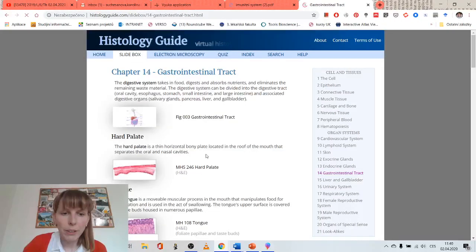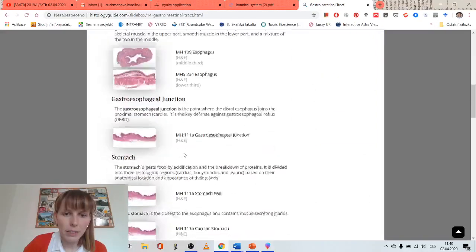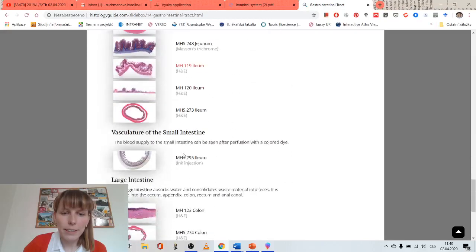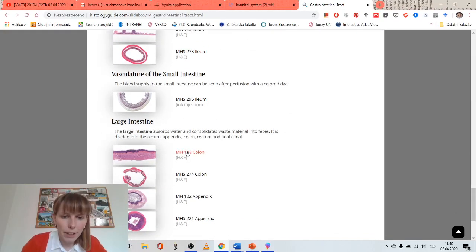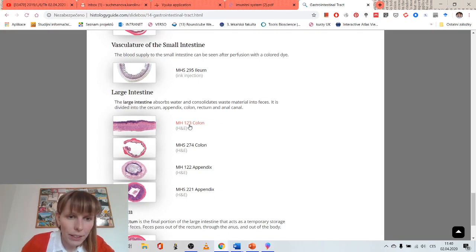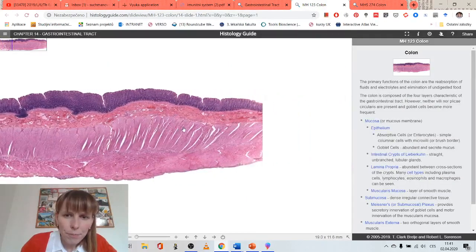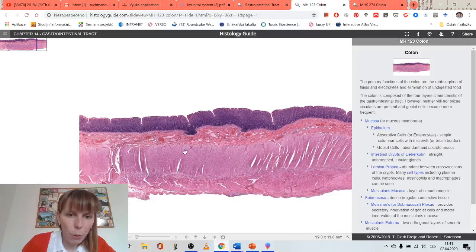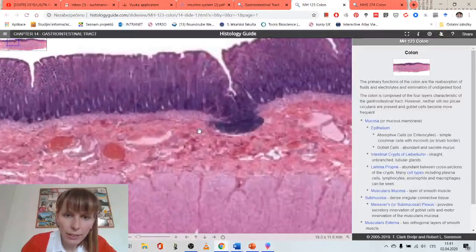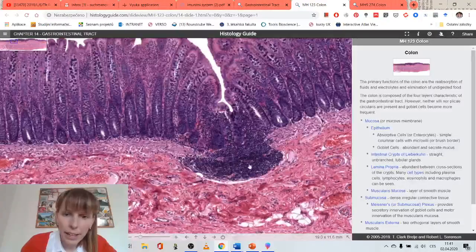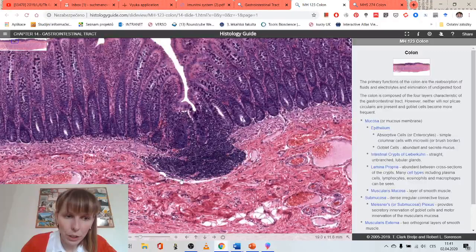So let's go to GI tract and let's see the large intestine. Let's see if we have some lymphatic tissue here. So this is the large intestine, so no villi in the mucosa, just the crypts. And in between the crypts, connective tissue, which is in this case called lamina propria, and here is what we are looking for.